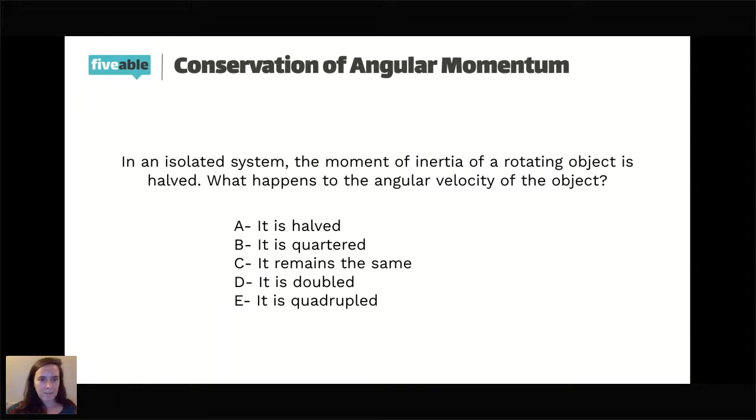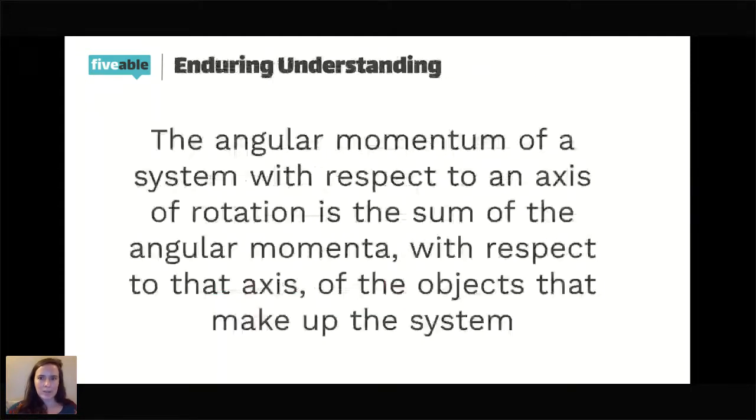Okie dokie. Good job. All right, so angular momentum is conserved in an isolated system. So if L stays the same, if I goes down by a factor of 2, then omega has to go up by a factor of 2 to compensate. That's from our L equals I omega. Good job, team.